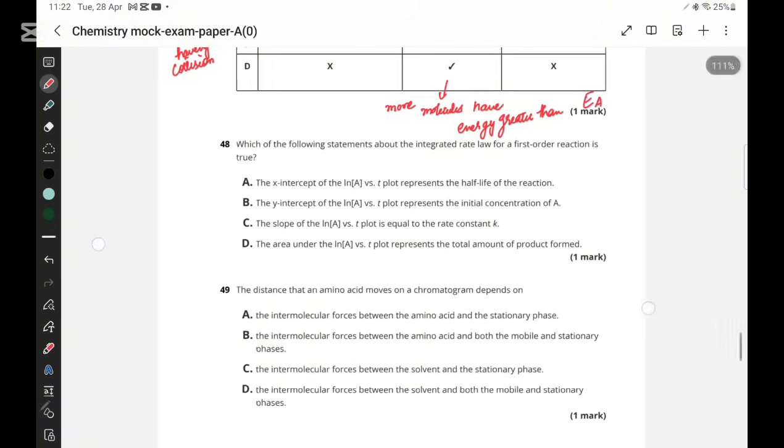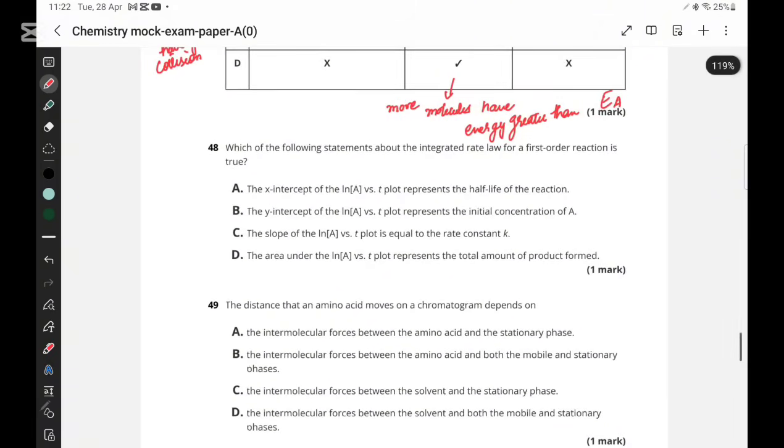Question number 48 says, which of the following statements about the integrated rate law for a first order reaction is true? For a first order reaction, the integrated equation is ln[A], the concentration of A, is equal to minus kt plus ln of the initial concentration.